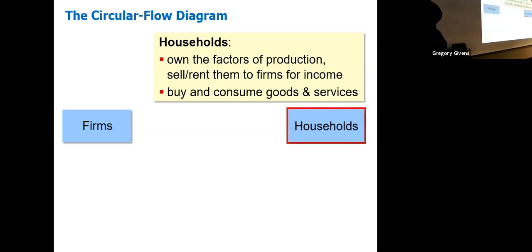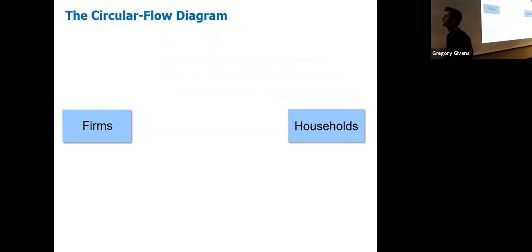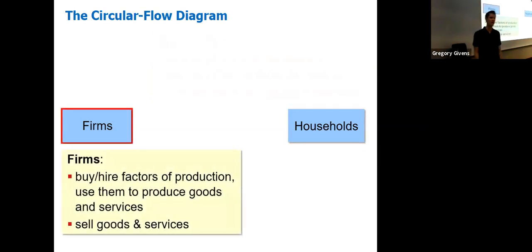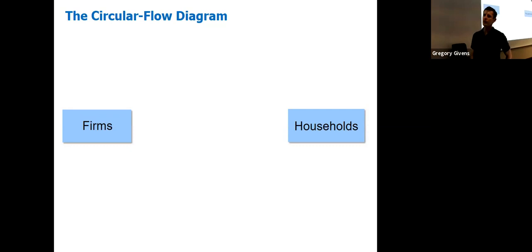Households then use their income to buy goods from firms, and then they consume them, right? And generate utility from doing so. What is it that firms do in our economy? Well, they buy or hire the factors of production. They purchase land, labor, and capital from households. They use them to produce goods and services, or they transform those inputs into outputs, and then they sell them back to the household sector for revenue, right? Okay, so those are the two main decision makers in the macroeconomy, as illustrated in this circular flow diagram.